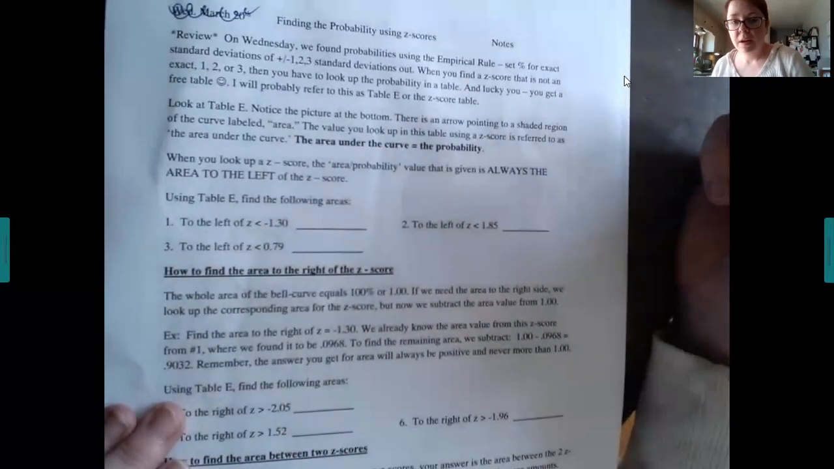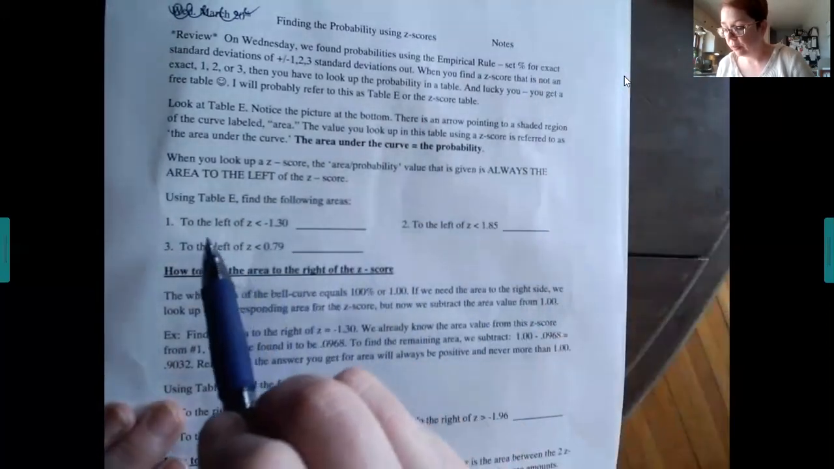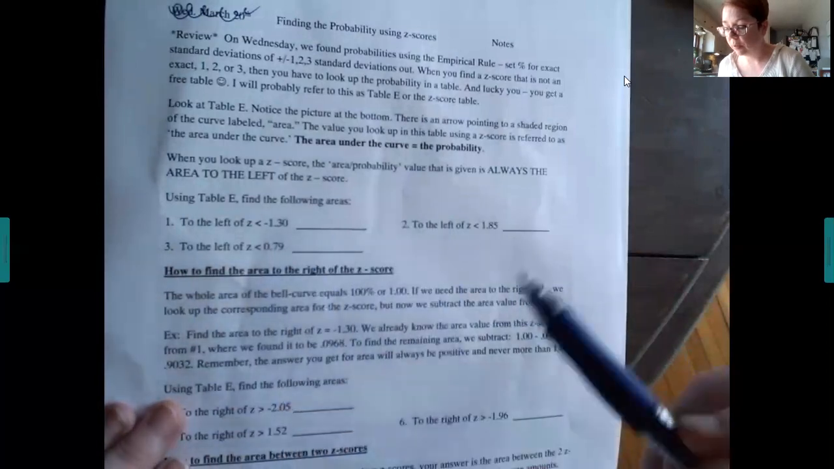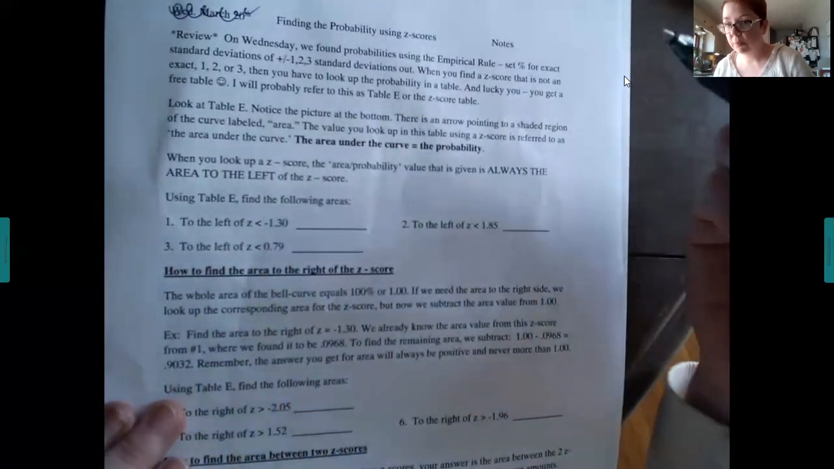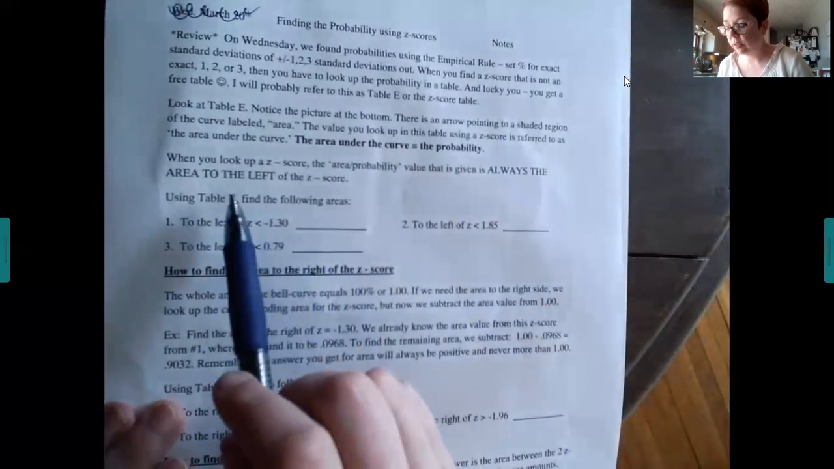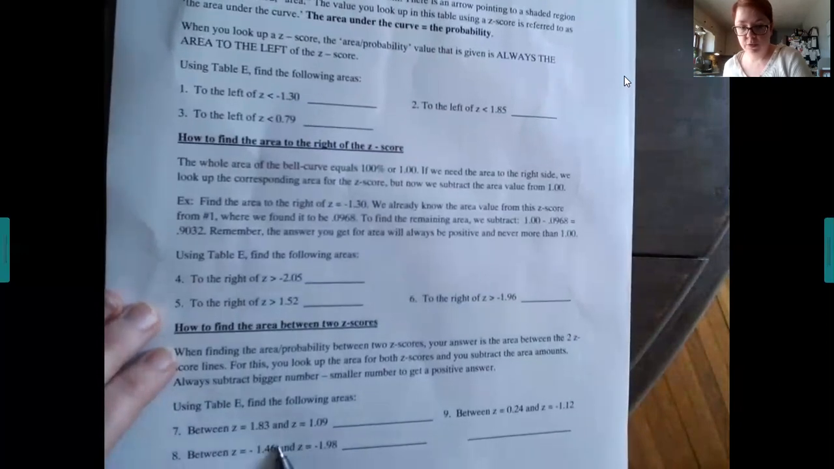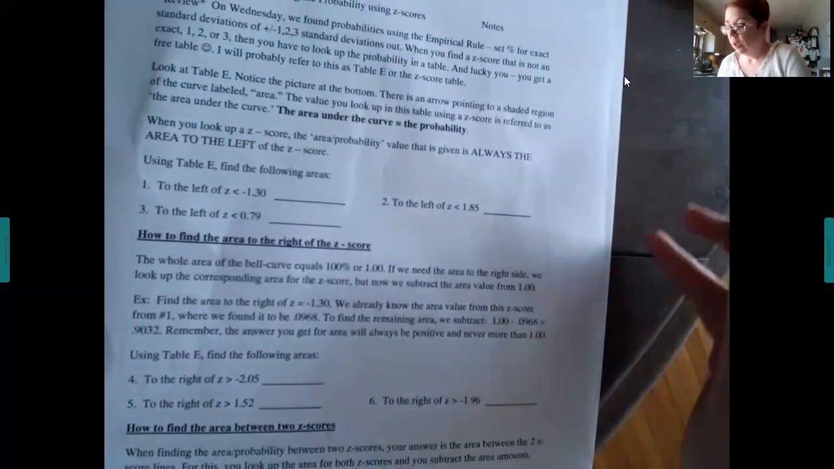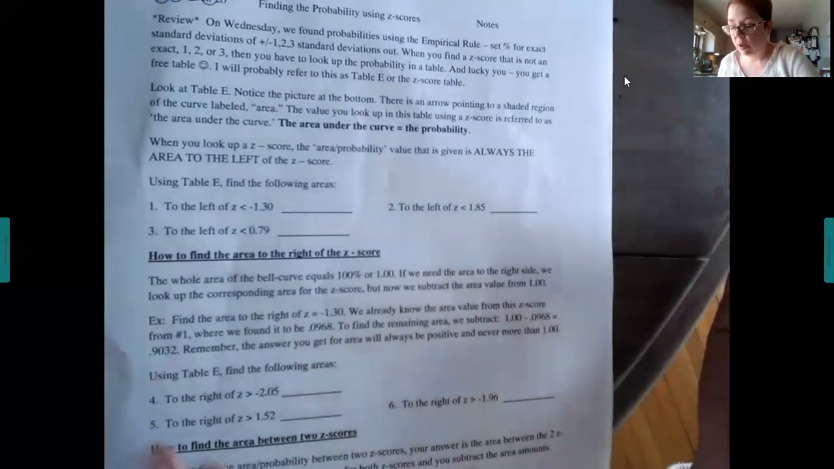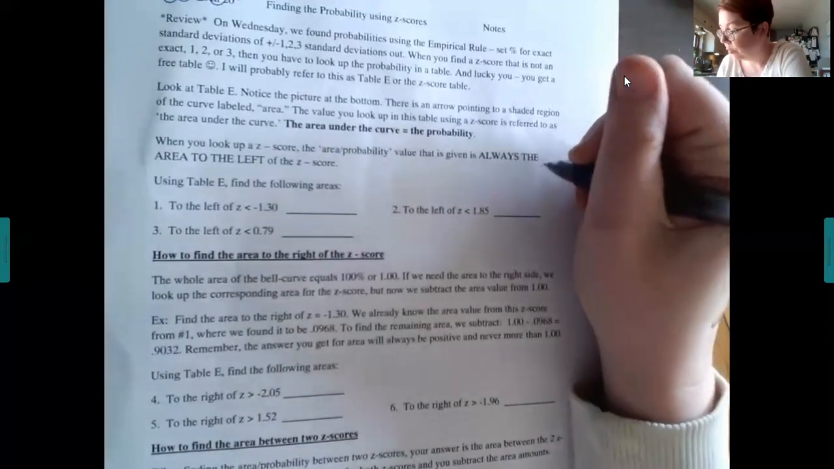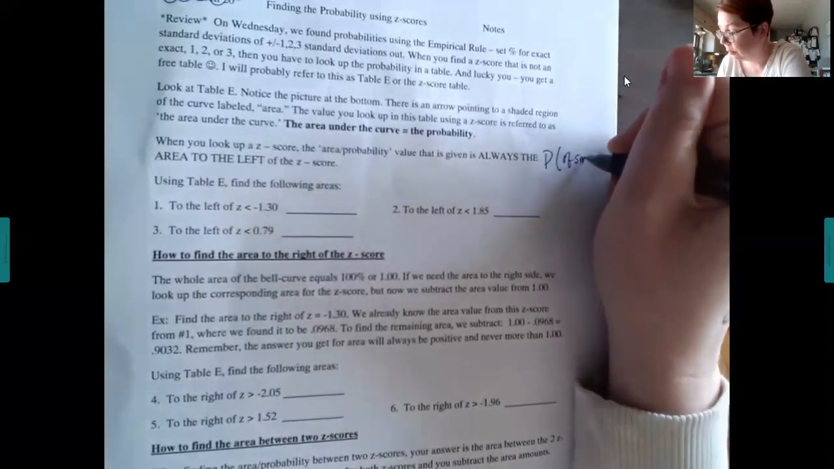So when we look at Table E, we're going to look at our z-scores, and then we're going to see what the answer to the probability is based on whether it's to the left, to the right, or in between, okay? So way back when we talked about probability, we used that letter P, the probability of something.